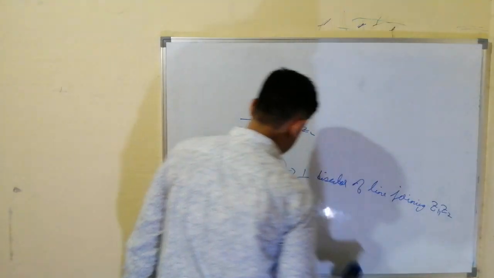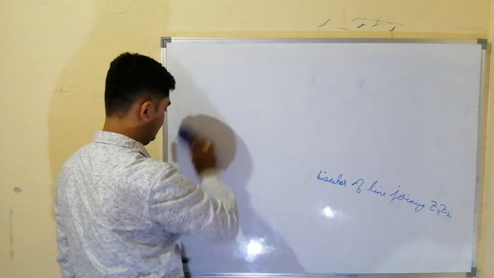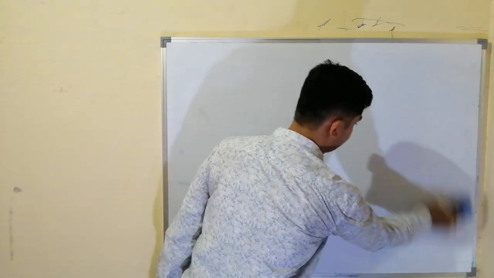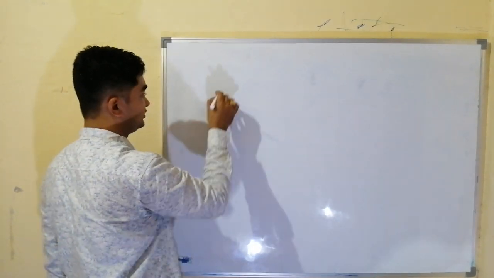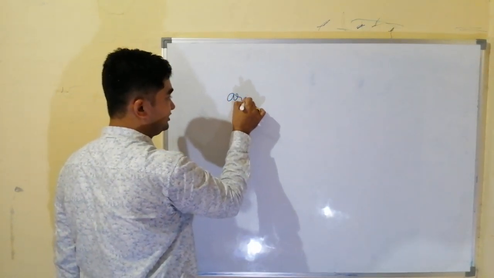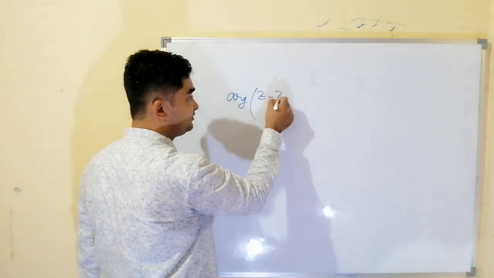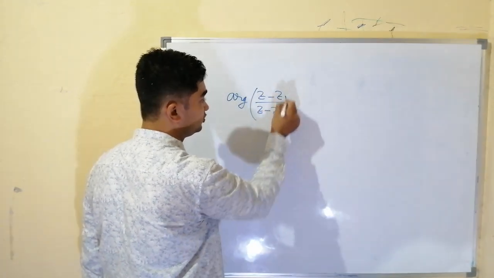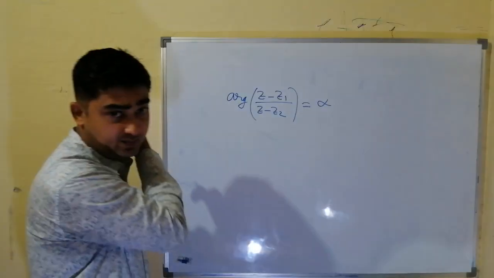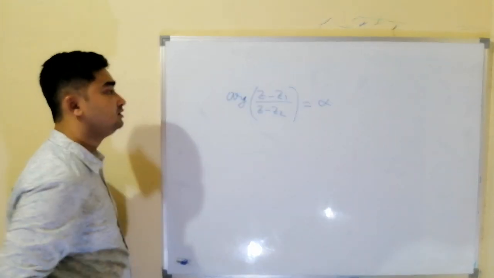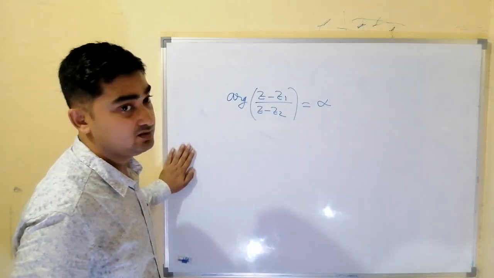Now we'll see the equation of a segment of a circle. Let us first write the equation, then we'll understand. Argument of (z minus z1) upon (z minus z2) is equal to, let us say, some fixed angle alpha. Now this equation represents a segment of a circle.